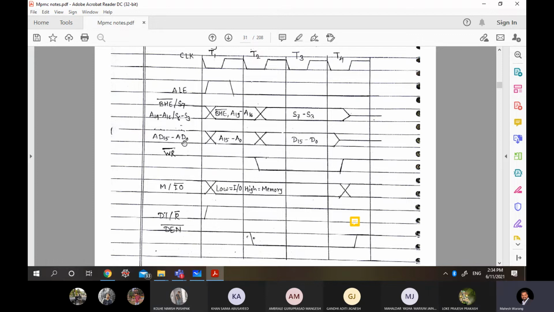Likewise, now say AD0 to AD15. As I told, actually they are separate lines, but we cannot show them. We are just combining them together. ठीक है. So combine करके together रखा दें. ठीक है. So as ALE is high, in the T1 slot actually A15 to A0 जाना चाहिए. And that is also true. मेमोरी में पहला क्या जाना चाहिए? एड्रेस एंड उसके बाद डेटा लिखेंगे अपन. समझ में आ रहा है क्या?